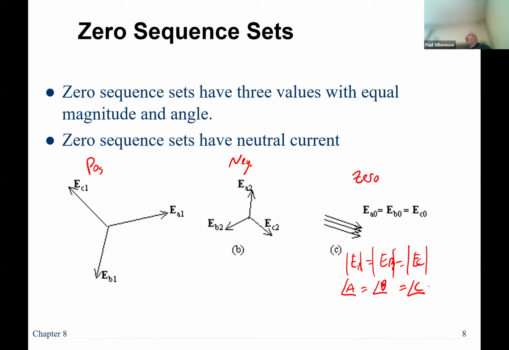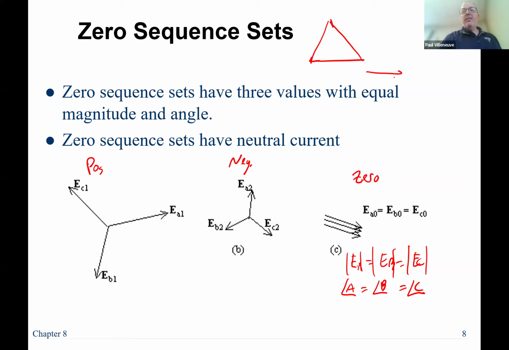Kirchhoff's current law says the sum of the currents into the node equals the sum of the currents out of the node. Well, the positive sequence currents cancel each other out because of the same magnitude, offset by 120 degrees, right? There's one vector plus the other vector plus the other vector. Sums to zero, right? So if I want to be able to get a ground fault, I have to be able to get current flowing through the neutral.